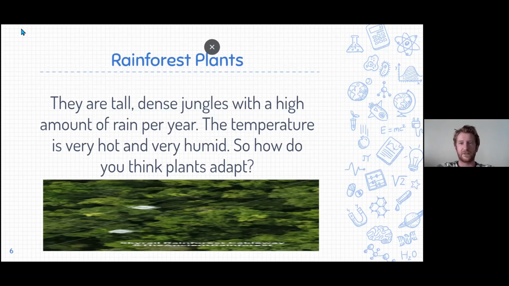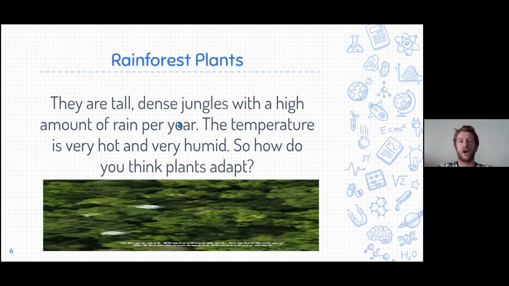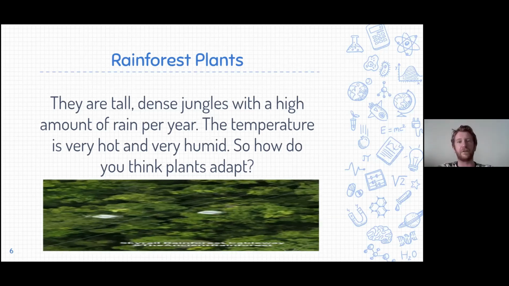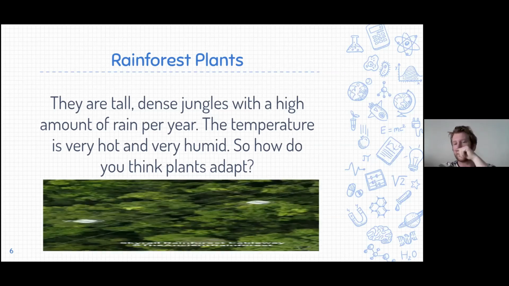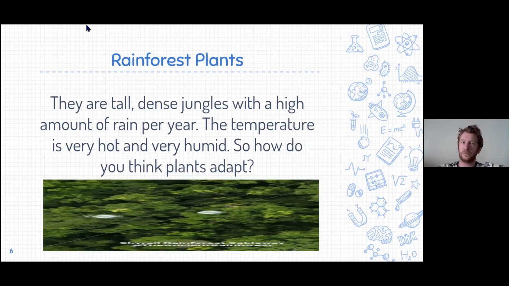In this sense, we're saying that rainforests are tall, dense jungles with a high amount of rain per year, so there's lots of water. The temperature is very hot and very humid, which means there's a lot of water in the air. So how do you think plants adapt to this? They have a fan. They have a fan.